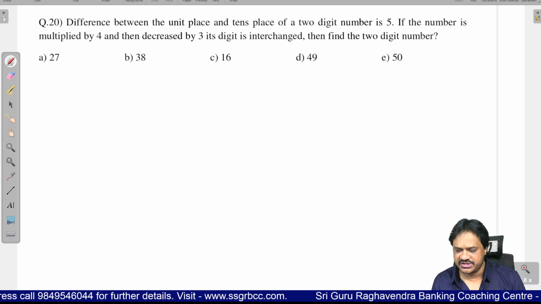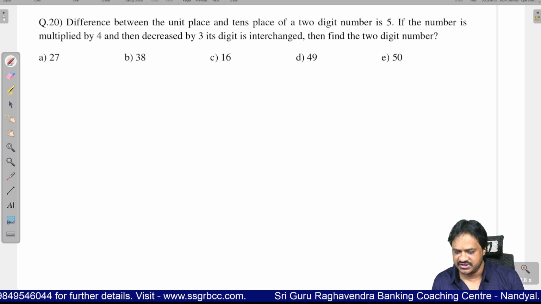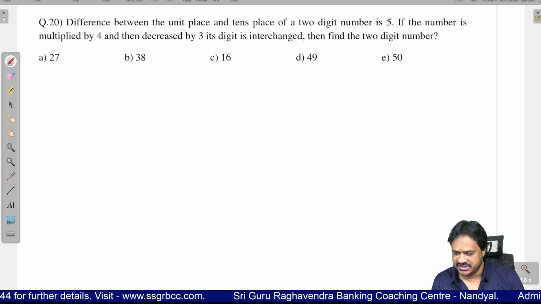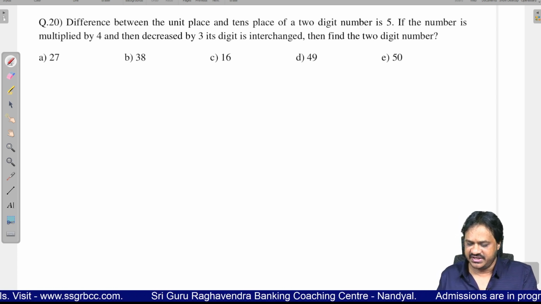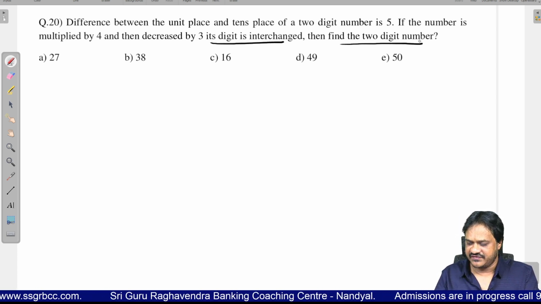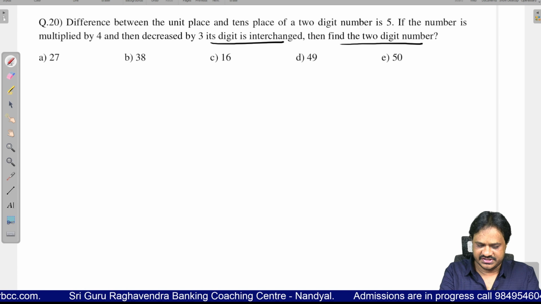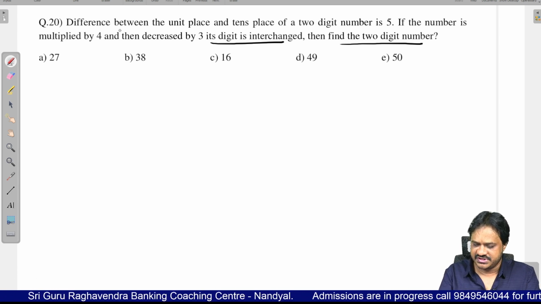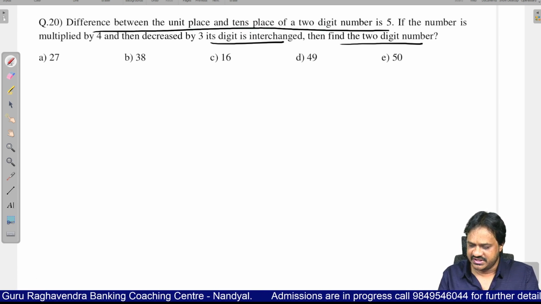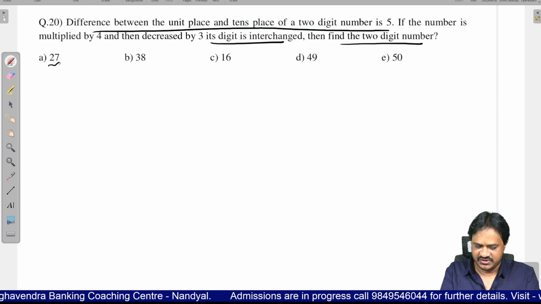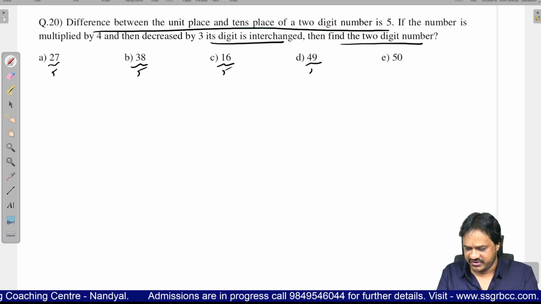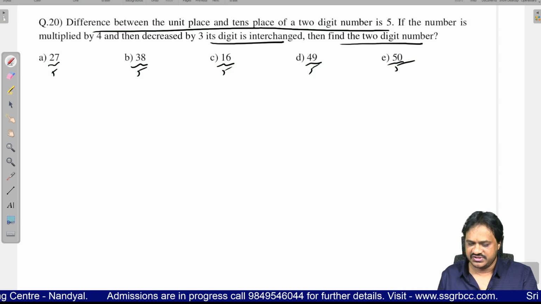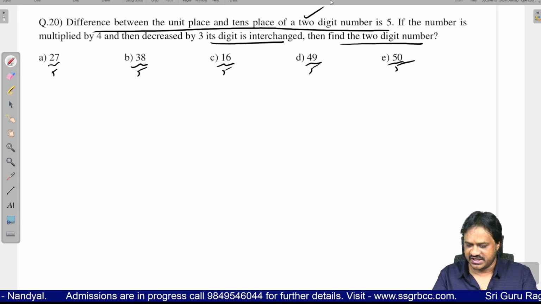20th question. The difference between the units place and tens place of a 2-digit number is 5. If the number is multiplied by 4 and decreased by 3, its digits are interchanged. Find the 2-digit number. For these type of questions, you have to go by options. Here the difference between units and tens place is 5. So here 2 and 7 difference 5. This is also 5, this is also 5, this is also 5. So in every number we got 5. So this condition is satisfied in all. Let us see the next condition.